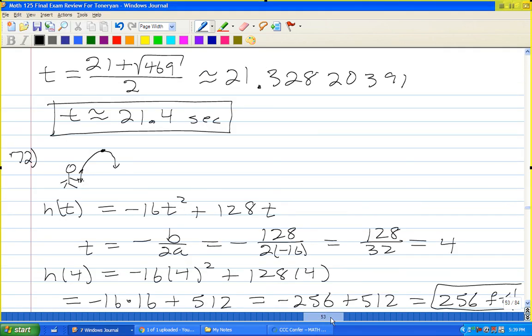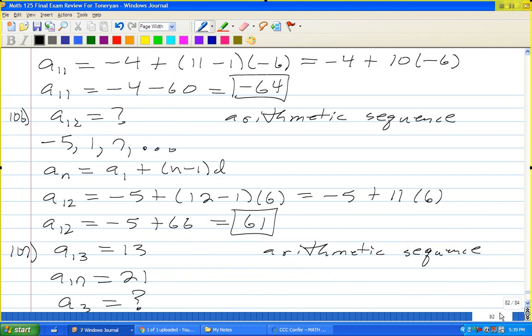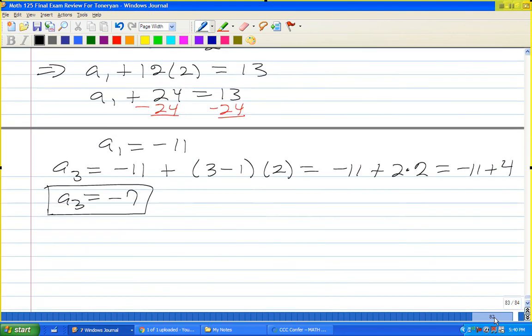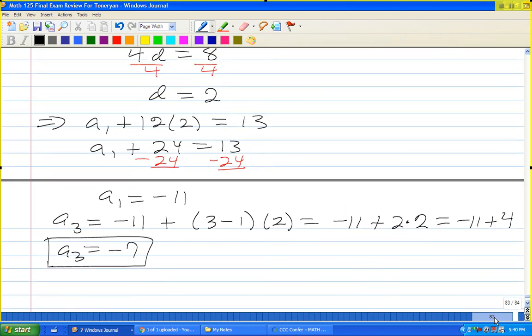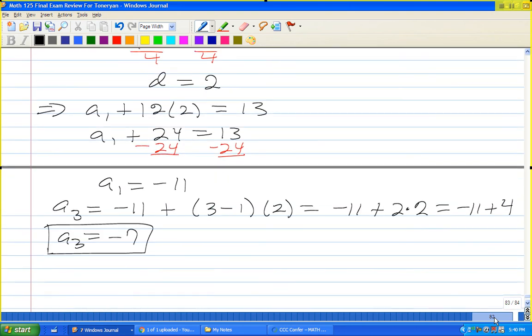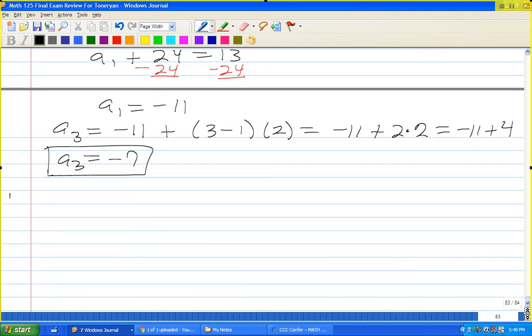Okay, so, whoops. Okay, so sorry about that. Let's do problem number 108. Oh. Last page. Wow, that was fast. So, problem number 108.